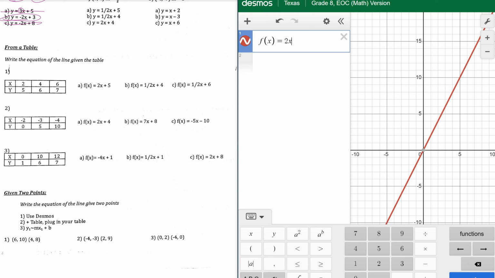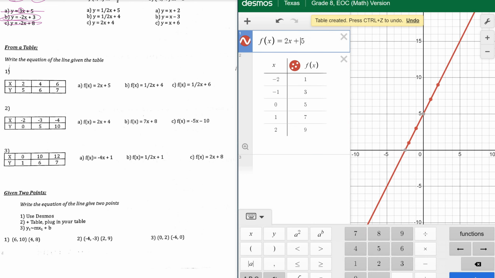Well, I don't know why the plus button is not happy. There it is. Y equals 2x plus 5. Great. How do we get the table? Hit the gear button. Hit the table button.